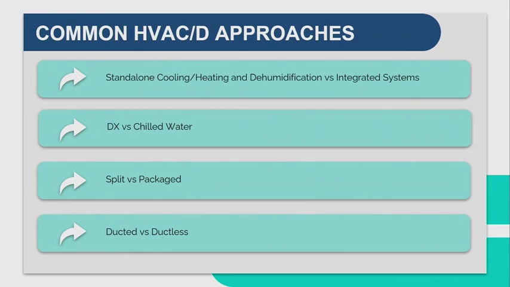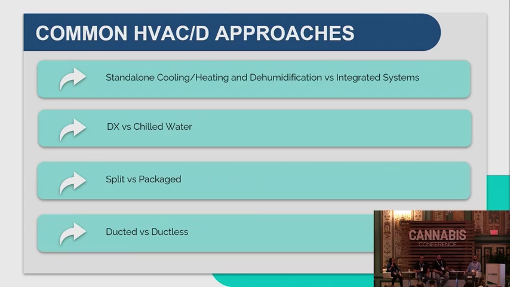Yeah, so the first bullet point is standalone heating and cooling and dehumidification versus an integrated approach. The biggest difference is having the air mixing within the unit versus having separate units within the space. With the integrated approach, you can have fewer overall units, so it's a little less maintenance, and you can get a more mixed air temperature off of the unit into the grow space, but it can mean bigger controls, cost, and other components that we'll get into later.